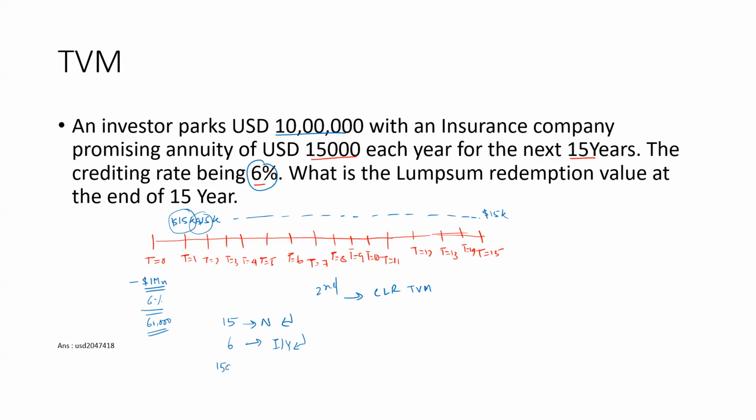Okay, then write 15,000. Obviously, when you are doing all of this, do not forget to press the CE/C button, cancel, after every input of a variable. Write 15,000, then write PMT and press enter. Okay. Done. Great. Now what remains?